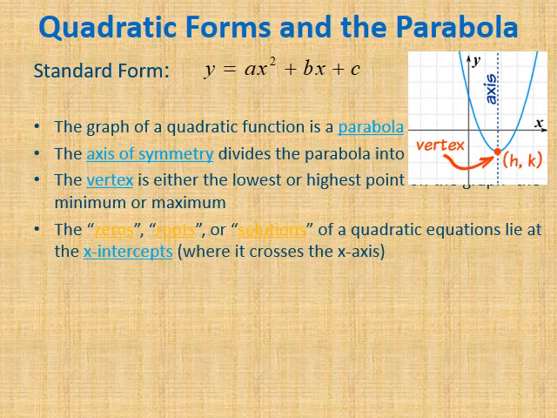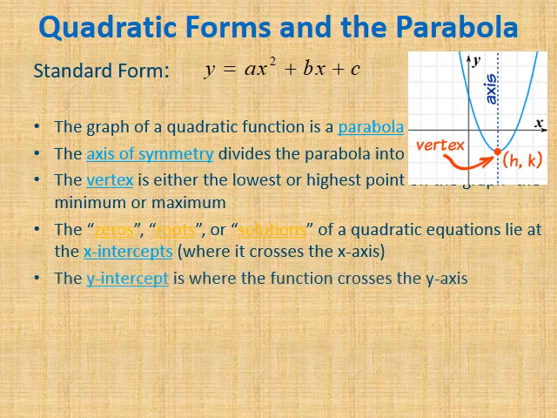Finally, I can say that the solution set, or the zeros, or the roots of the quadratic function, is the point of intersection between the parabola and the x-axis. Or I can say it's the x-intercept, the point of intersection of the parabola and the x-axis. And of course, I have the y-intercept, which is the point of intersection between the parabola and the y-axis.